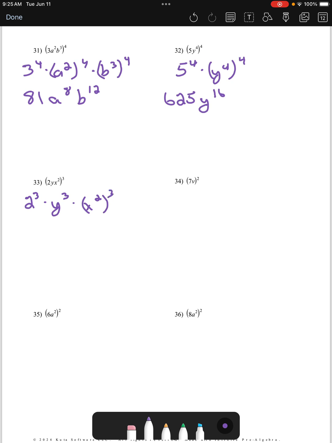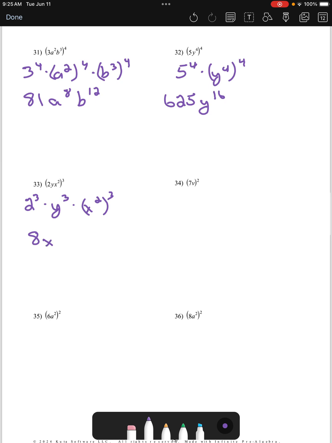In number 33, we're going to have 2 to the third power times y to the third power times x squared to the third power. 2 to the third power is 8. I'm going to do x next because of alphabetical order. So x to the second to the third is x to the sixth, 2 times 3, and the y to the third is just there.